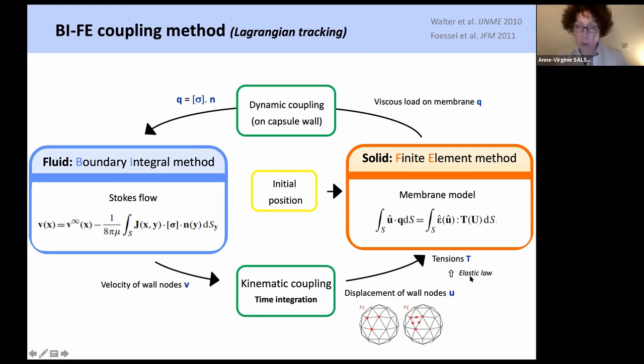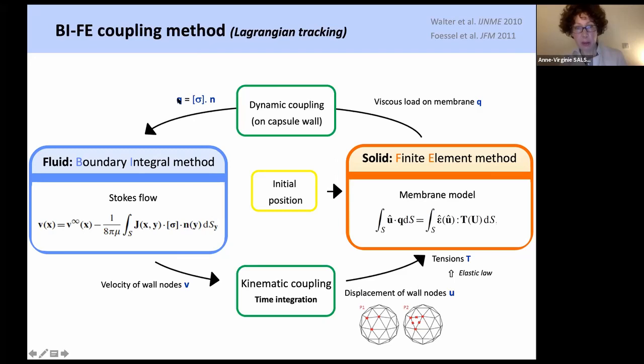Knowing the displacements through the elastic constitutive law, we know the tensions, and then we input that into the solid solver, solve for the local equilibrium using the finite element method. The unknown is Q, the external force, because that's the big issue why we need to do this Lagrangian tracking: we do not know the viscous forces acting on the capsule. But through the solid code, if we work that way, we get the unknown. And then we feed this unknown to the fluid solver.